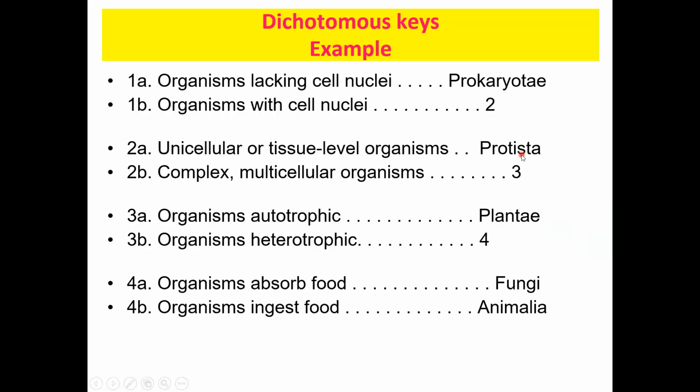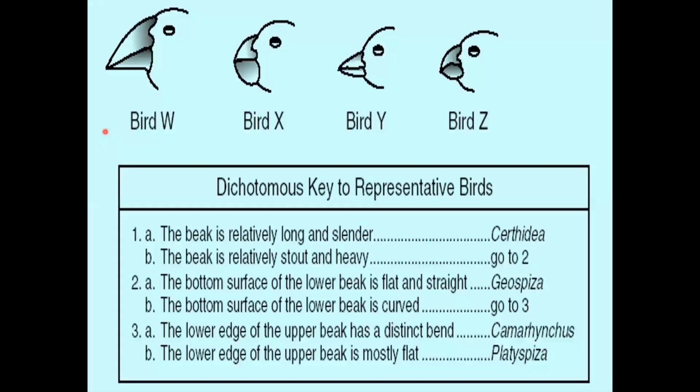Again, that is an example of a dichotomous key. You have to follow the instructions. Organisms lacking cell nuclei are considered prokaryotes. Organisms with a cell nucleus, you have to move towards 2. I am not going to discuss this dichotomous key in detail, but you can have a picture of that afterwards. We will be discussing it in some other lecture. Again, here is the dichotomous key.